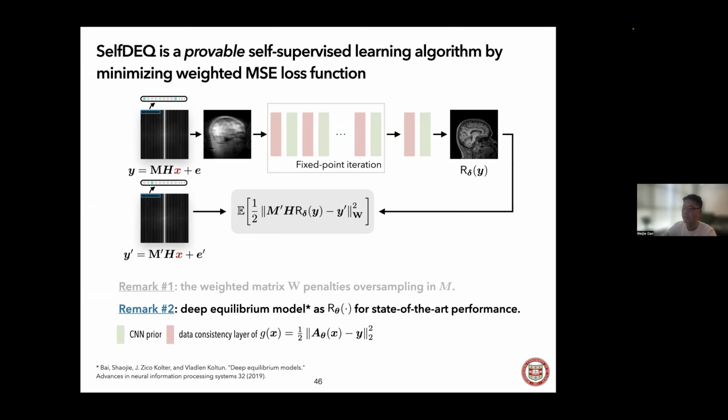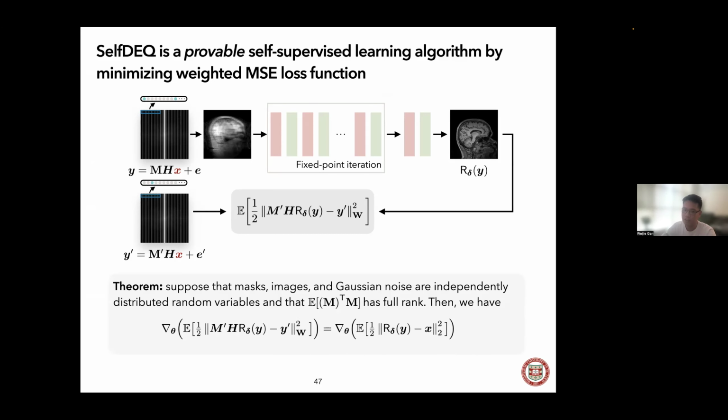I won't talk too much about the deep equilibrium model in this talk because we don't have that much time. But think about it as more like an infinite-layer neural network, where each layer needs to be the same. So you have the same layer and you just iteratively apply that layer. The layer consists of two parts. The first part is a CNN. The other part is an optimization to solve the data consistency term, here.